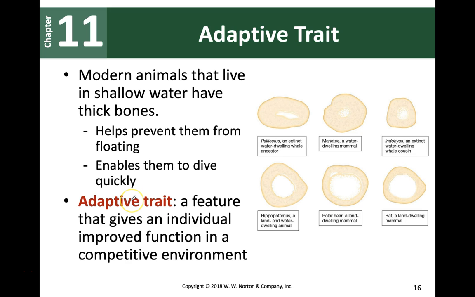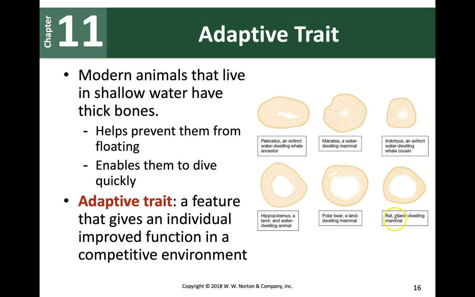Okay, some more adaptive traits. These are the features that give an individual an improved function so that they survive better in an environment. For instance, you see this example here. This is the extinct water-dwelling whale ancestor. And look on the right-hand side.